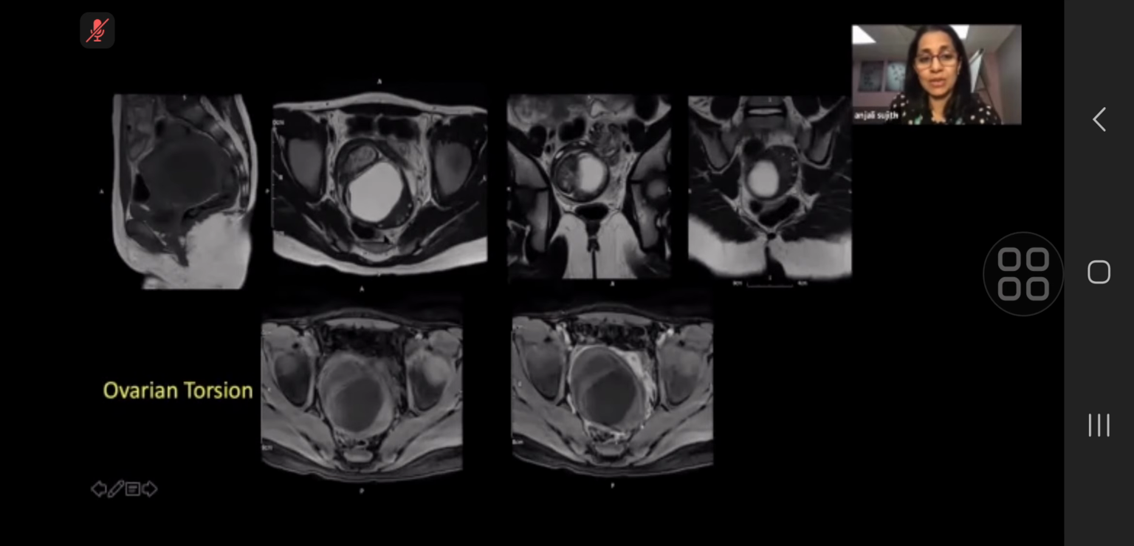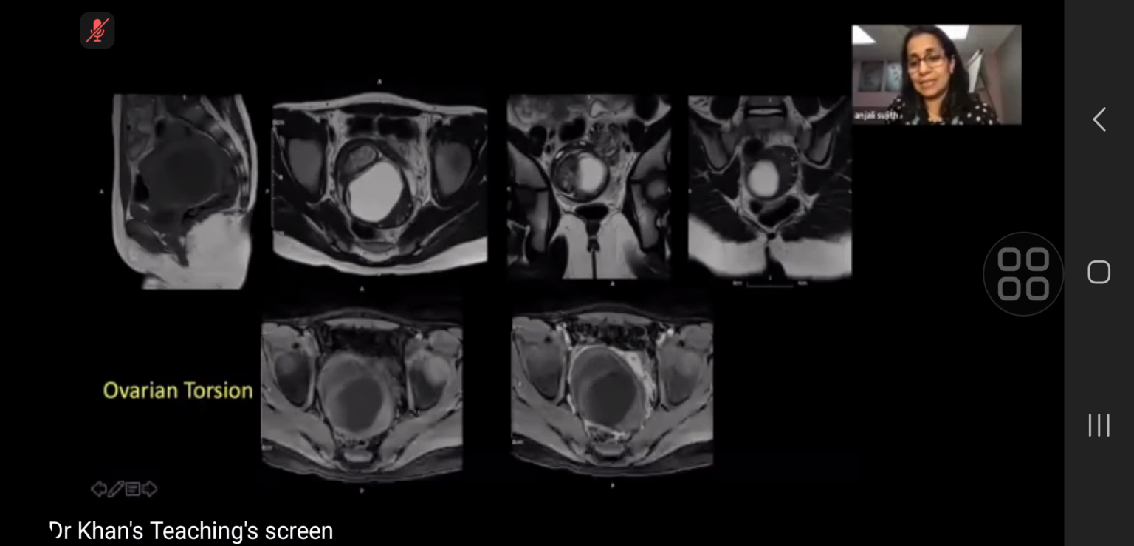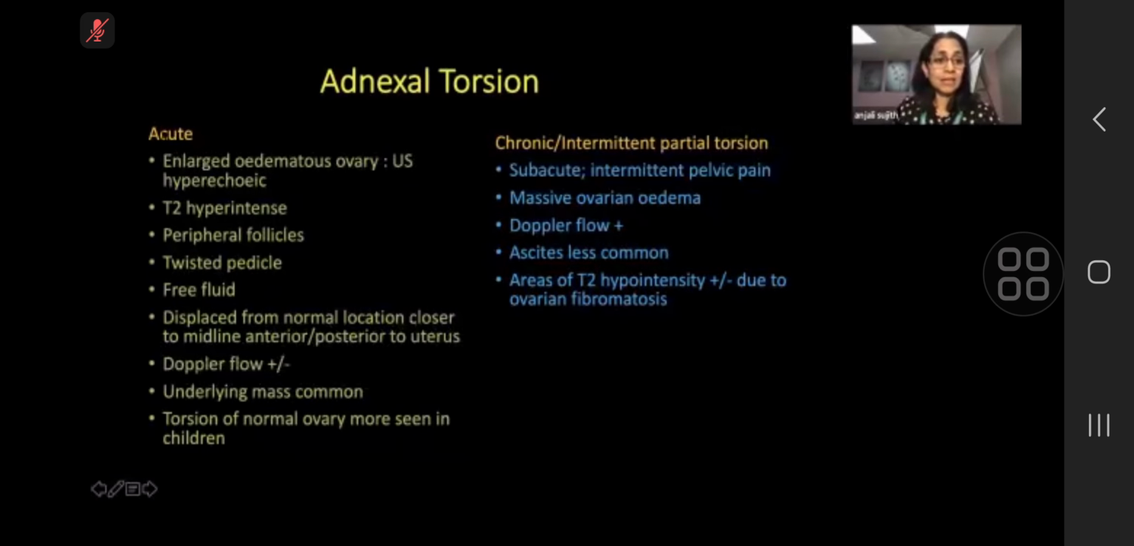On this case, it's difficult to say if there is an underlying mass lesion or if the entire change is because of hemorrhagic or cystic changes. But the fact that it does not enhance, even the normal ovarian parenchyma here does not enhance, is worrying because the vascularity is compromised. So in acute torsion, typically the follicles are peripheral. You can see a twisted pedicle sometimes. There will be free fluid. On ultrasound, you may or may not demonstrate color flow.